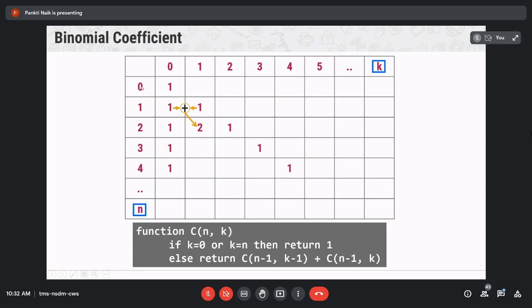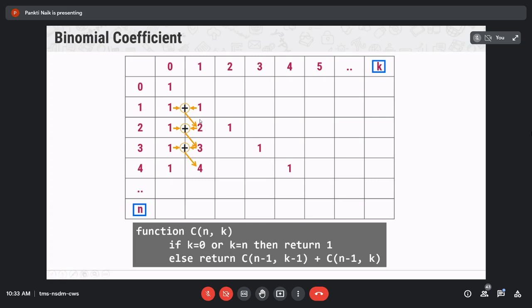Now next is to find the binomial coefficient for other values, right? So n minus 1, you have to put the value here. So n is equal to 2, so n minus 1 is 1. So C(1, k-1), that is this, plus C(n-1, k). So this will be 1 plus 1, so we'll get 2, like this. So this is the short method to find the binomial coefficient, right?